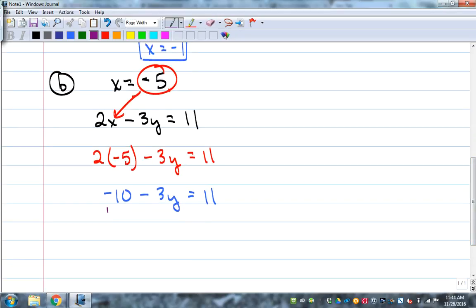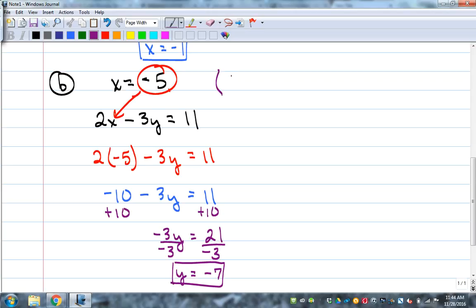Yeah, plus 10 to both sides. So that's going to be negative 3y equals 21. Divide by negative 3. y is equal to negative 7. So our ordered pair, that's our answer, is what? Negative 5, negative 7. Remember, x always comes first in our ordered pairs. Okay. Negative 5, negative 7. X, then y. Always.